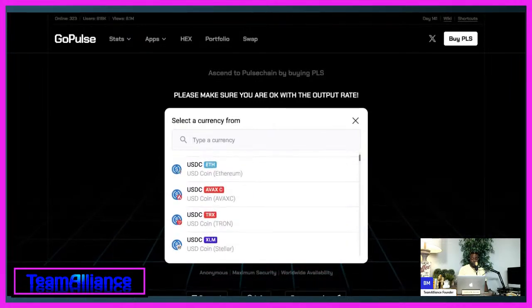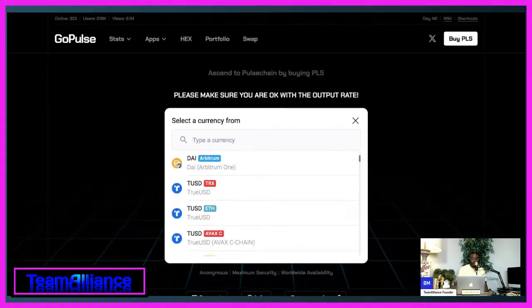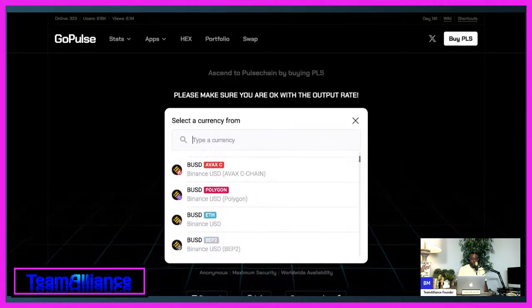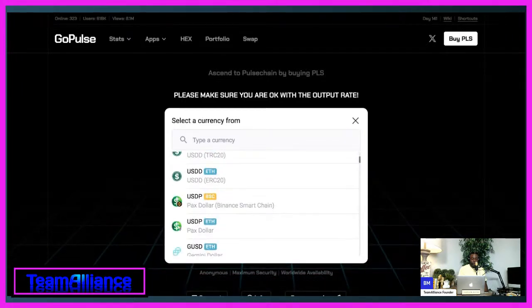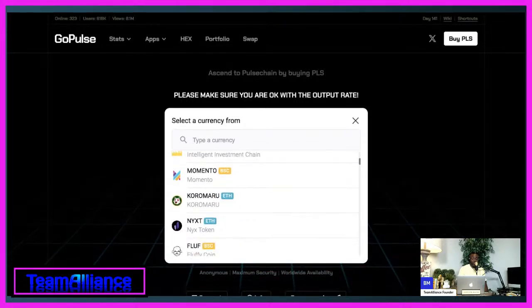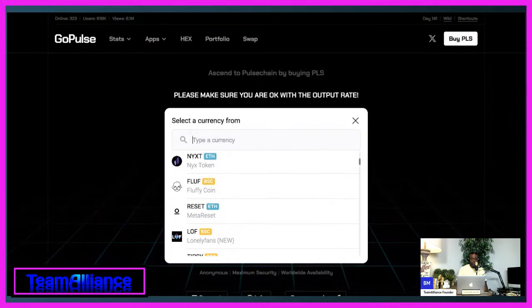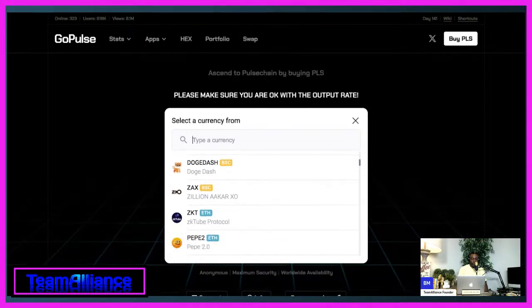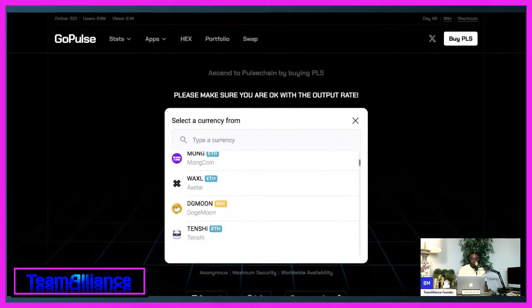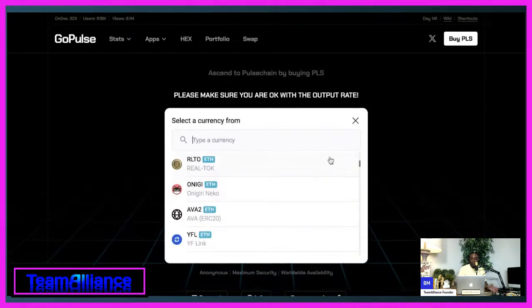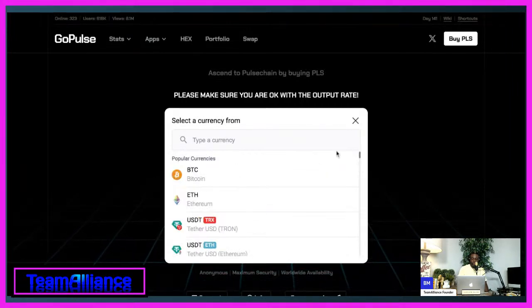So just look at how many options it has in here. DAI. I don't even know what this is. TrueUSD. I never heard of that. Binance. The list just goes on and on. It's all of these different coins in here that you can use. I don't even know what none of this is. Memento. What the hell is that? Fluff. Reset. Tipsy. It's mad stuff out there. Doge. It's a bunch of coins. Look at this. All right, let me stop looking at all. That's the first time I ever scrolled down.